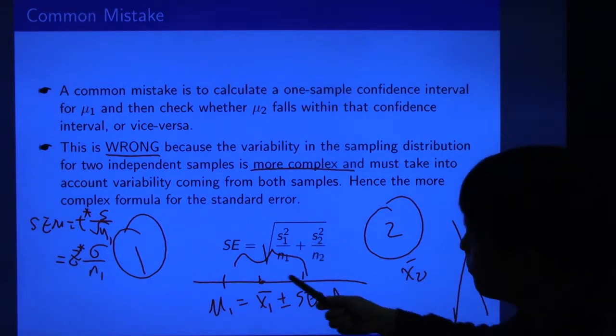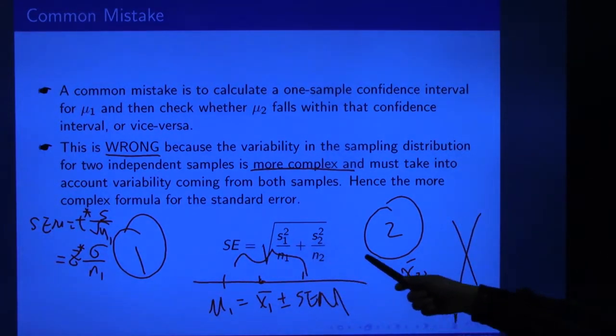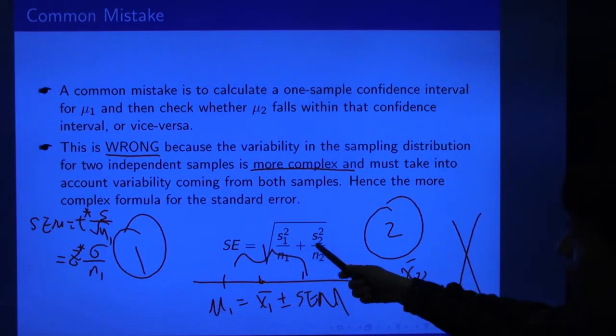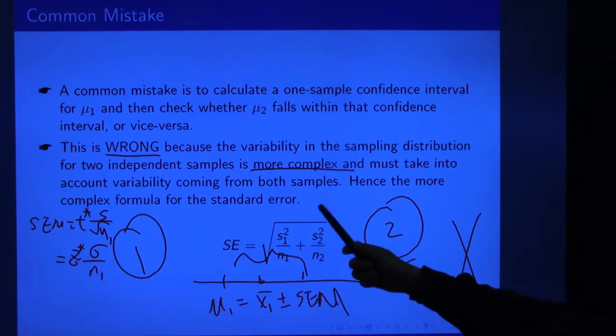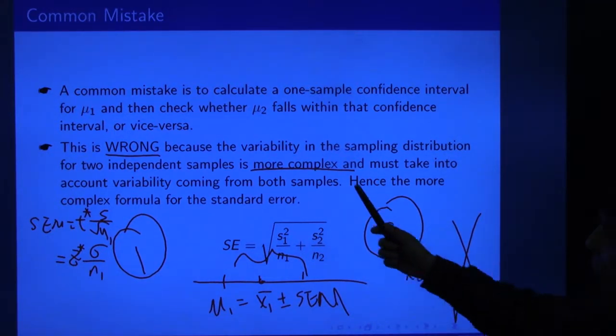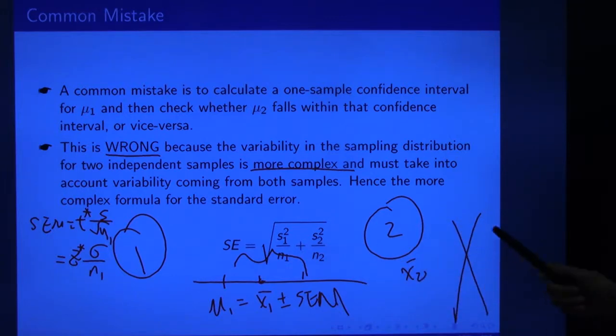Instead, we need to use this standard error equals S1 squared over N1 plus S2 squared over N2, then take the square root. We need to consider the variations from both populations, from both samples. So keep in mind, we cannot use this method to compare 2 samples.